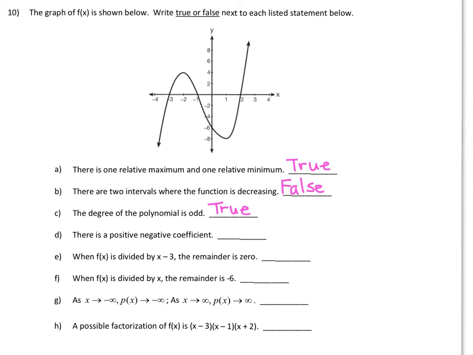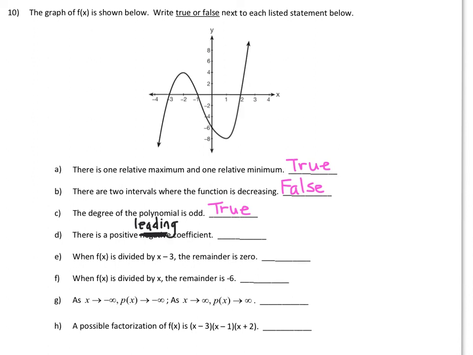All right, letter D. There is a positive, negative, ooh, that doesn't even make sense. Okay, I'm going to change this up here. I'm going to cross off the word negative and make that say leading, because then that would make sense, right? There is a positive leading coefficient.